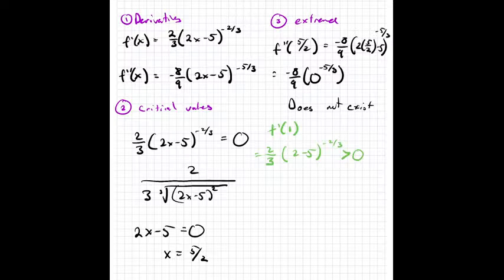Let's choose a number to the right of this critical value. So if this is 2.5, we can choose something like 3. So let's look at f prime of 3 and see what happens. So that's going to be 2/3, and that's going to be 6 minus 5, which is 1. So it's going to be positive, right? And so we're not getting that sign change. So it seems like this doesn't have any extrema. That was a candidate.